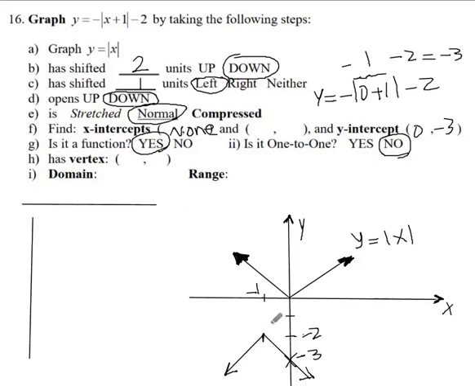Do we have a vertex? Yeah, the vertex is right here, (-1, -2). That would be my vertex. And the domain would be all the values on the x-axis, because it's going to expand on both sides. So from -infinity to +infinity, that would be my domain. The range would be from -2 all the way to -infinity. So all the way from -2 to -infinity is my range, and that would be my graph.